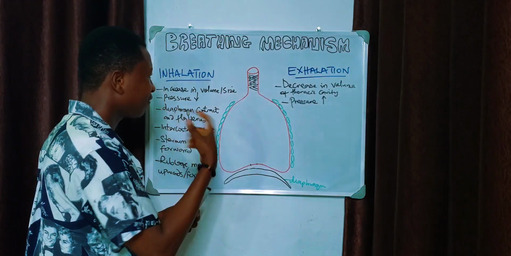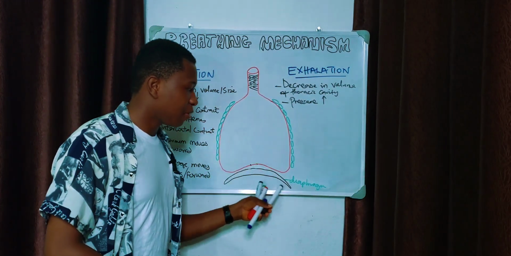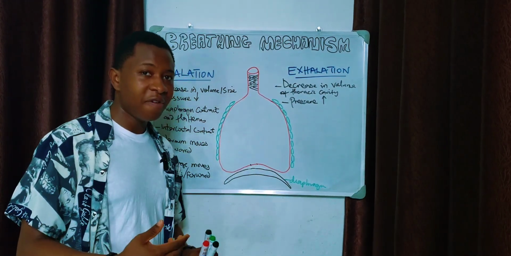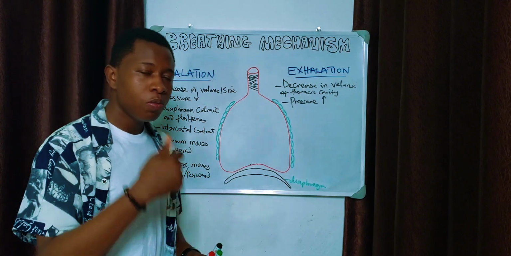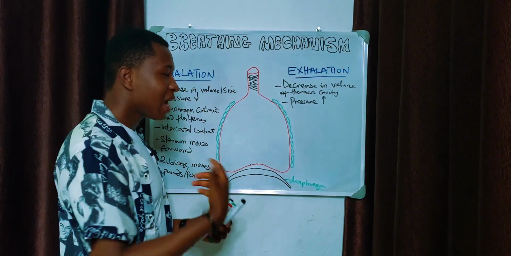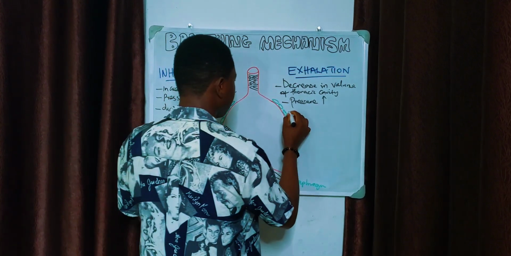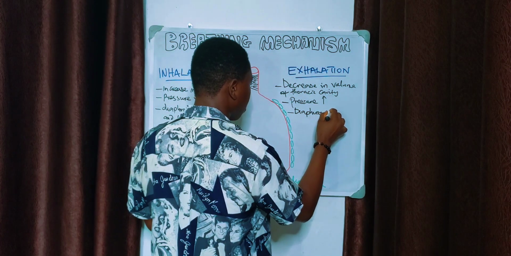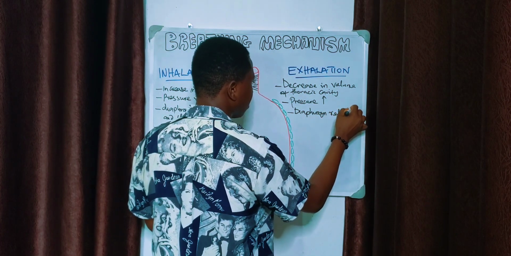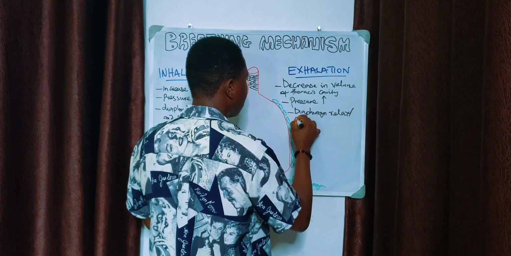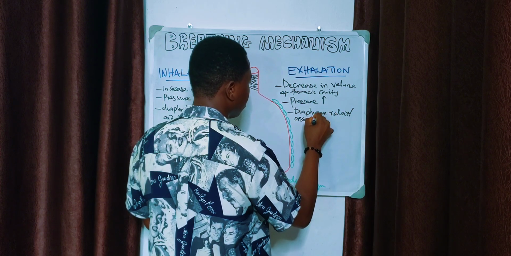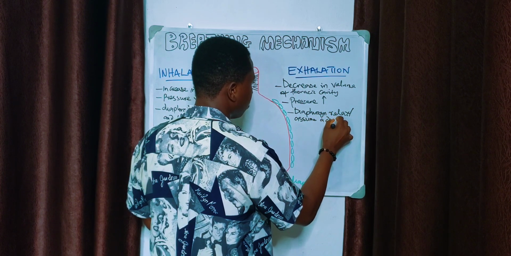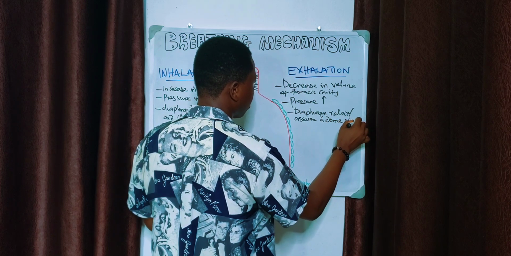And the next thing that follows is that the diaphragm, which is this muscle, assumes a dome shape. So the diaphragm relaxes and assumes a dome shape.